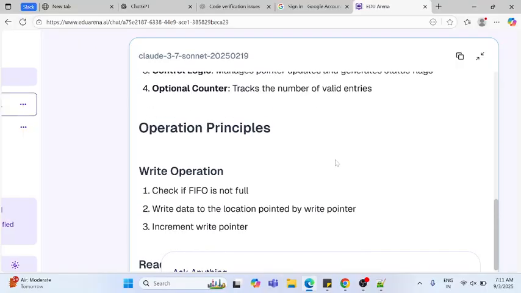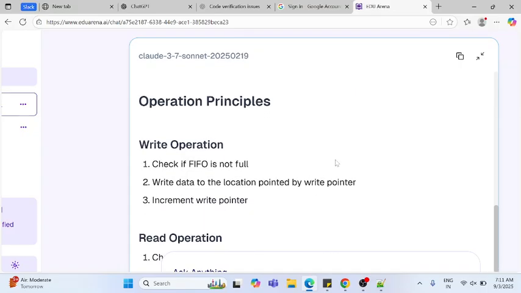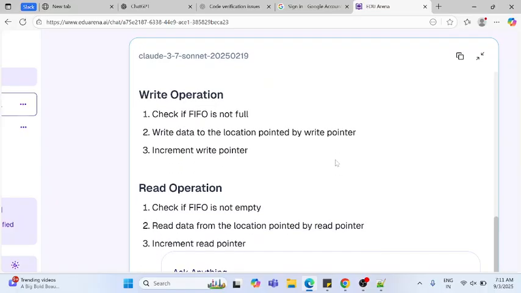So write operation, read operation. Three things are there. One is pointer management, write pointer and read pointer management. There are conditions we have to check, because we are using the status of the write pointer in the write operation and the read pointer in the read operation. We can write only if FIFO is not full. That means if the full flag is 1, the FIFO is full, so you cannot write. If the full flag is equal to 0, you can write.